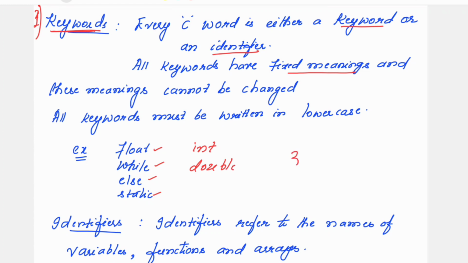Totally in C language you have 32 keywords. So these keywords have got fixed meaning. You cannot change the meaning of this keyword. You cannot make any of this keyword as a variable in your C program.